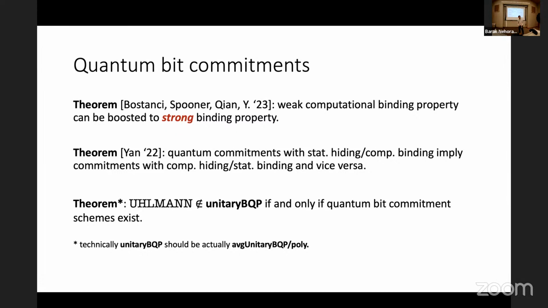All right, so putting everything together, the arguments that we've seen imply that this Uhlmann transformation problem not being solvable in polynomial time, there are some caveats that I won't get into, is equivalent to the existence of a quantum bit commitment scheme. Okay, so this is a strong connection between this Uhlmann transformation problem and a fundamental object in quantum cryptography.